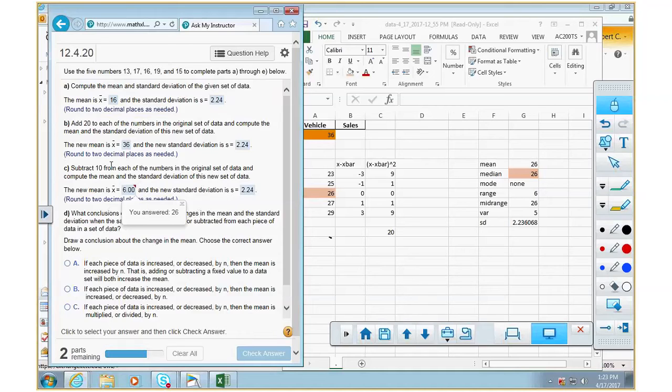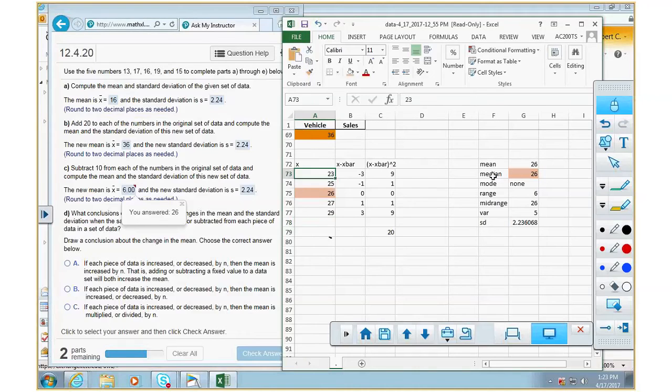Subtract 10 from each of the numbers in the original set. Okay, the original set. I didn't read the directions. What's 10 from 13? That'd be 3. Oh, I'm sorry. Let me back up. Okay, 10 from the original set. So that would be 3, 5, 6, 7, and 9. There. The mean is 6, and the standard deviation is still 2.23. Why is that?